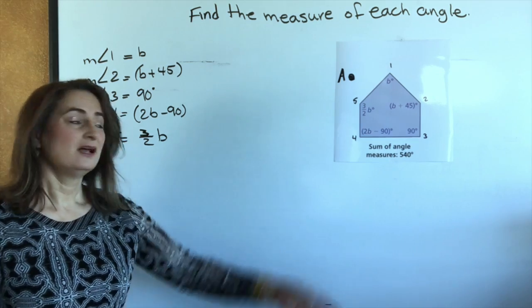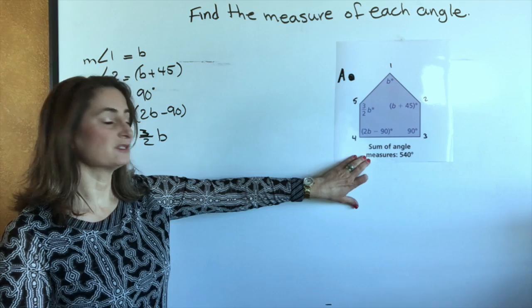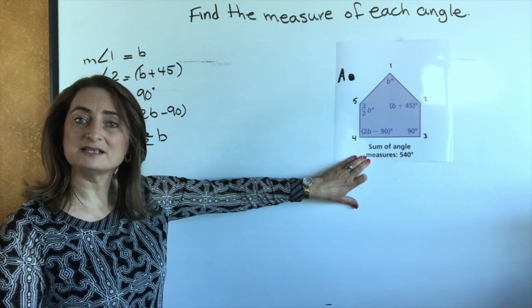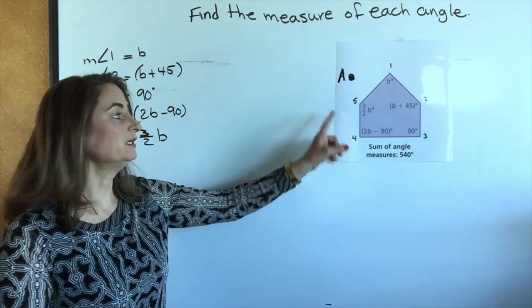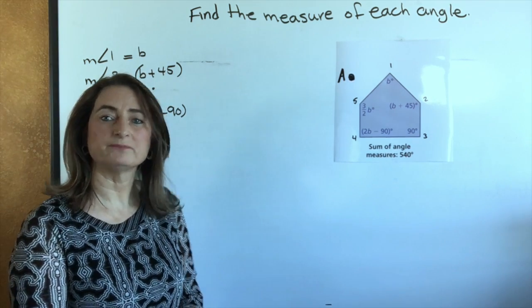For me to do that, I'm using this information that says the sum of angle measures is 540. Sum is the answer for addition, so I need to add all these angles to equal 540. That's how we write the equation.